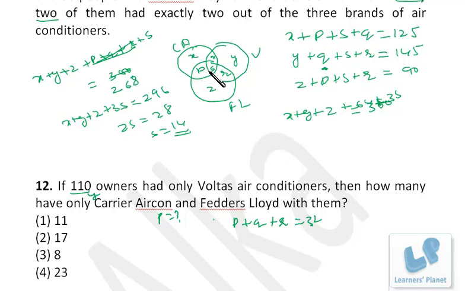Then S is 14. R we don't know, right? So Y plus S is actually 110 plus 14, that is 124. So from here Q plus R will be 145 minus 124. So that's 21. So Q plus R is 21. I put Q plus R over here, so I'll be getting the value of P. That's 32 minus 21. That's 11.